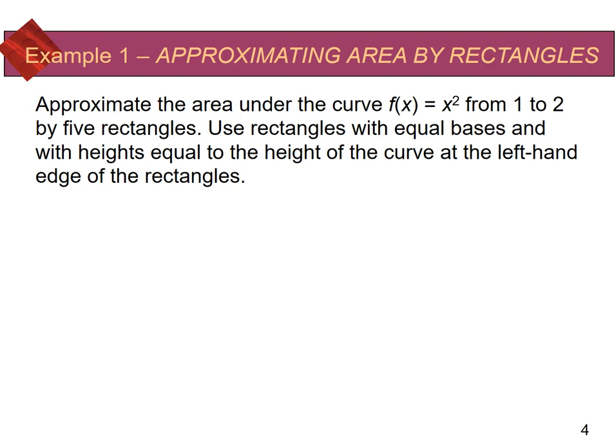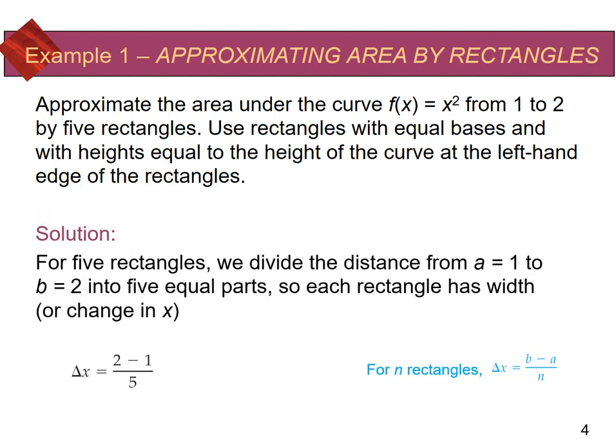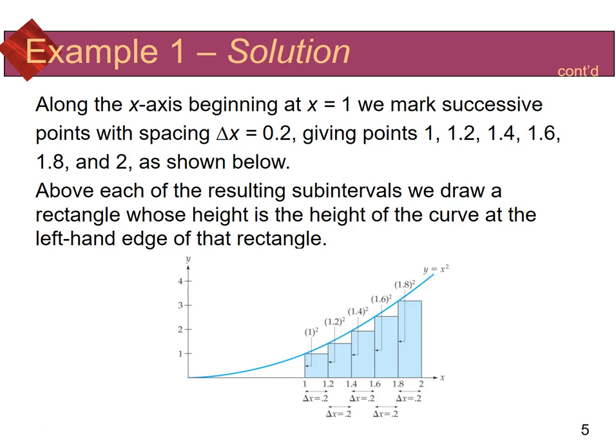So when I ask you to approximate the area underneath of a curve, f of x equals x squared from 1 to 2 by 5 rectangles, and to use rectangles with equal bases, they're breaking it down for you to let you know that each width is going to be, in this case, 0.2 in width. And so when you set up these rectangles, starting at 1, you're going to have one that goes from 1 to 1.2, one from 1.2 to 1.4, one from 1.4 to 1.6, one from 1.6 to 1.8, and one from 1.8 to 2.